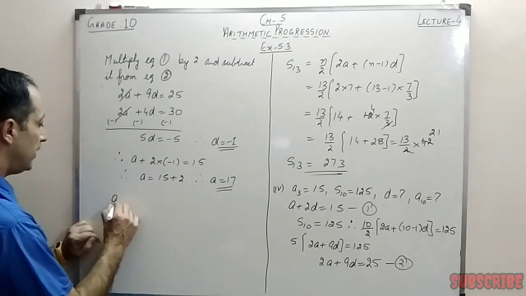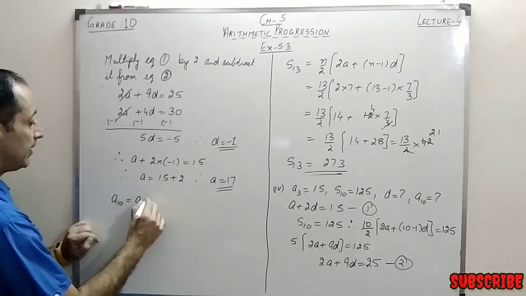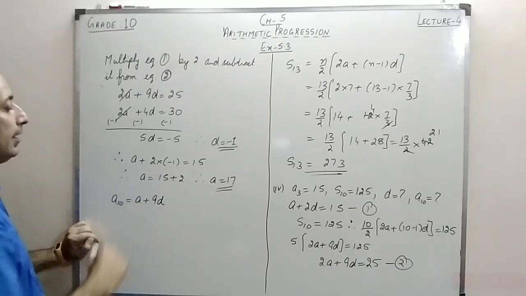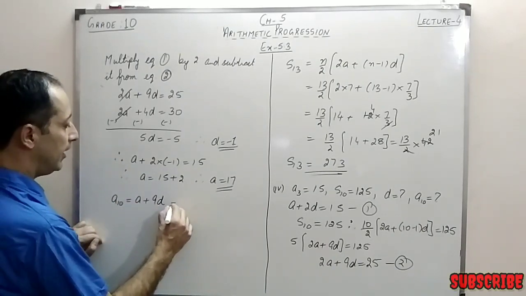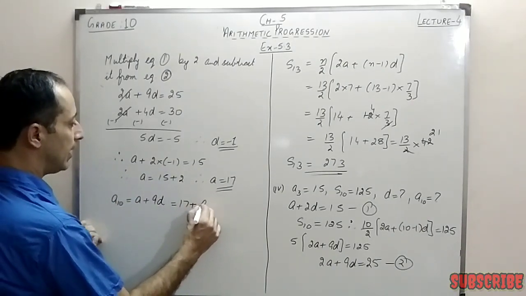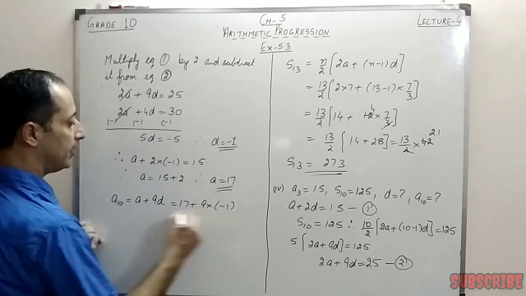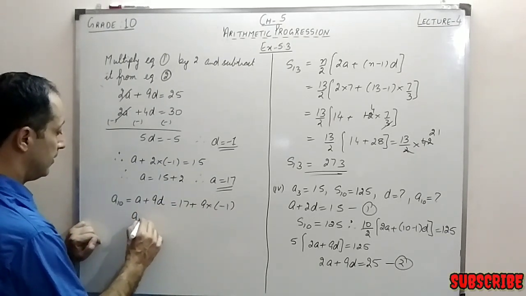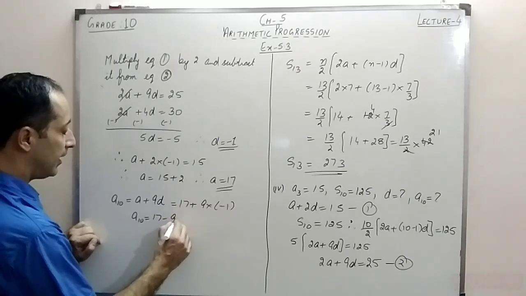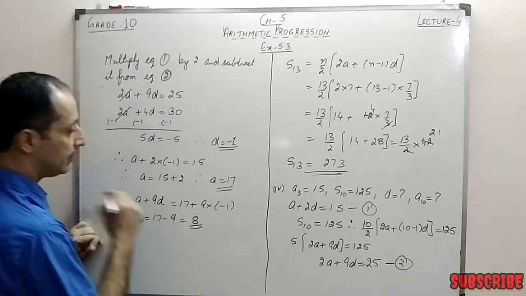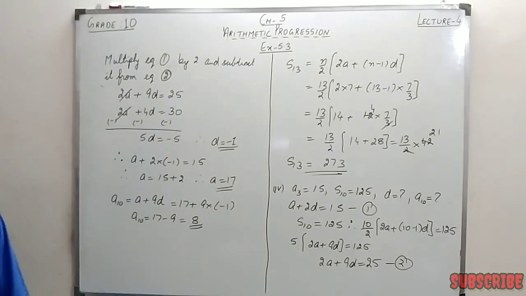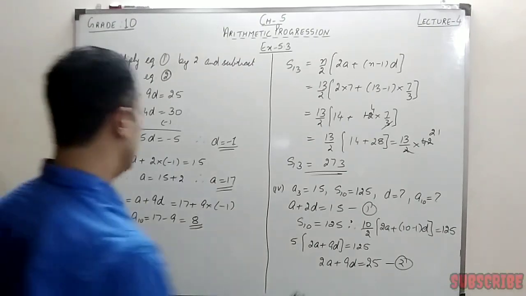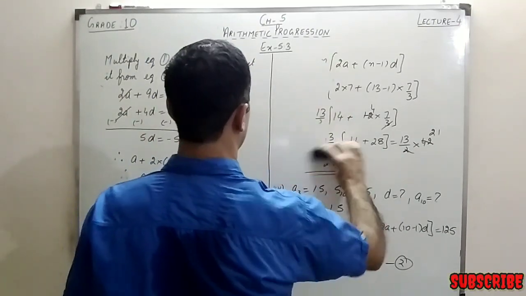So A10 would be here a plus 9d, right? So a is 17 plus 9 into d is minus 1. So A10 is, this is 17 minus 9, and that comes out to be 8, right? Now let's take one more part from this question.